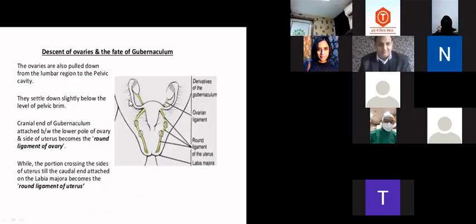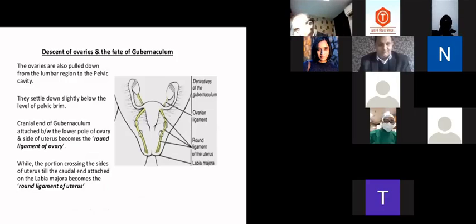Now, the descent of ovaries and the fate of gubernaculum. Like how the kidneys develop initially in the pelvic region and later migrate to the lumbar region, the ovaries are first developing in the lumbar region and later on they migrate to the pelvic cavity. The ovaries are also pulled down from the lumbar region to the pelvic cavity.